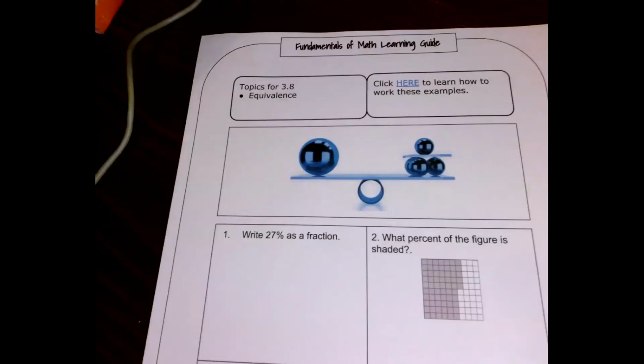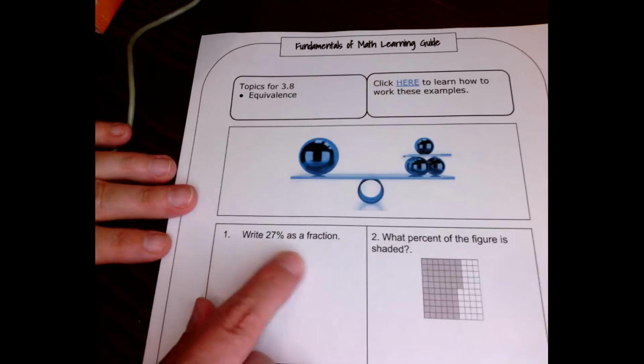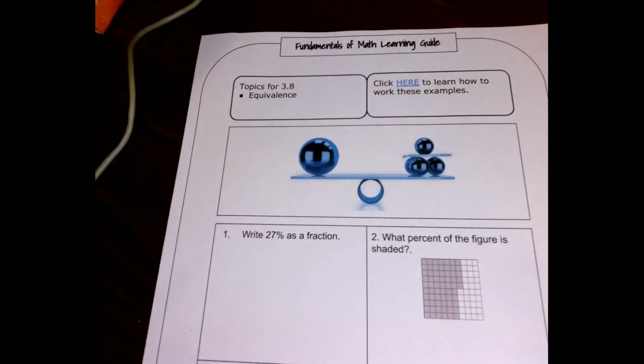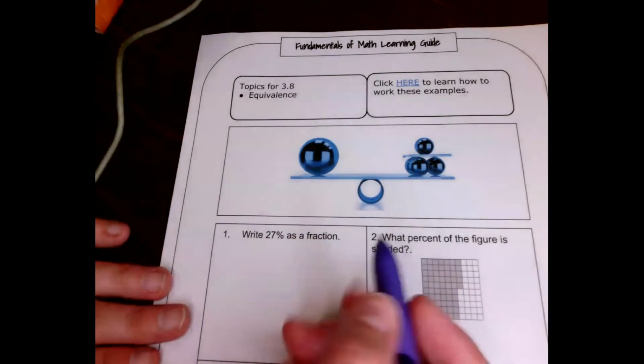In this video, we're going to look at writing equivalent fractions, decimals, and percents. So first, to begin with, to write 27% as a fraction, I first like to think of it as a decimal first.